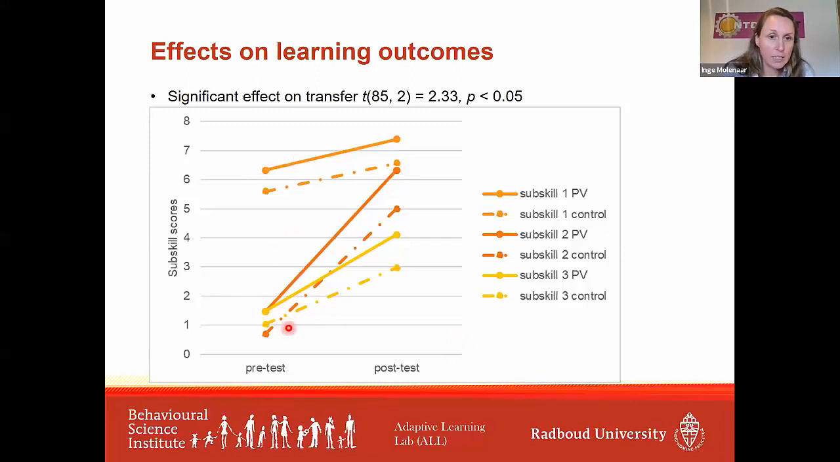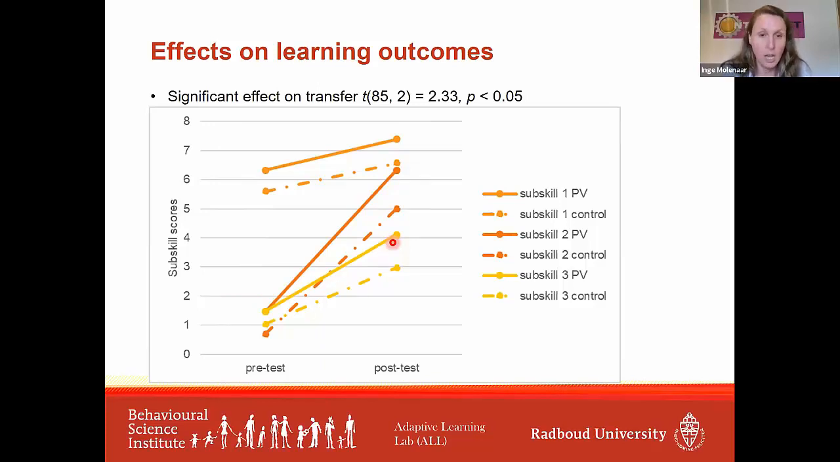As you can see, the personalized visualization condition performs slightly better already on the pre-test, and for skill 2, this is actually a significant difference at pre-test. And we see at post-test that they're doing better compared to the control condition, but we don't really see a large difference in the gain over these different lessons. The only marginally significant difference is here for subskill 3, where we see that students learn slightly faster compared to the other ones.